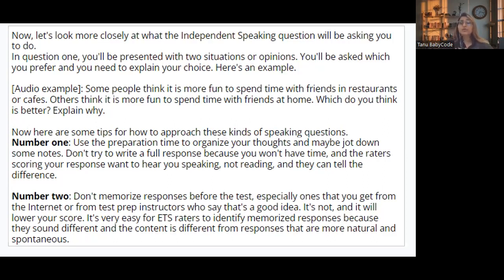Second tip is don't ever memorize your response before the test, especially the responses which you get from the internet or test prep instructors, right? It will lower your score also, because it's very easy for ETS raters to identify memorized responses because they sound different and the content is different from responses that are more natural and spontaneous. So when you speak naturally, it will show, right? It will come out that you are speaking naturally and spontaneously. But when you memorize something, the content is different.